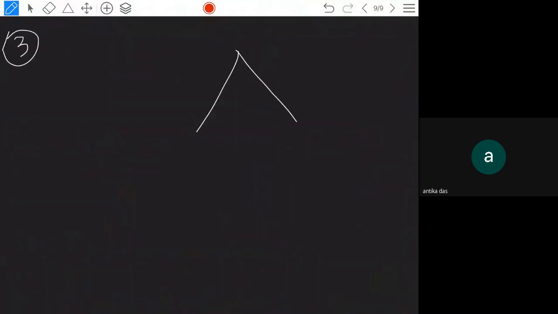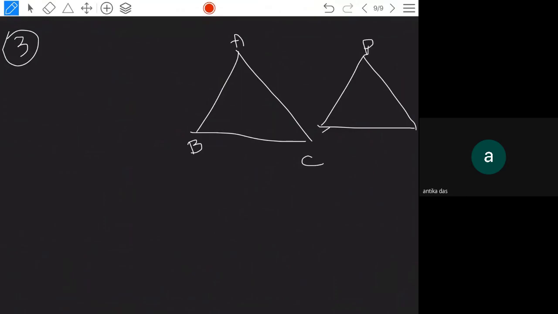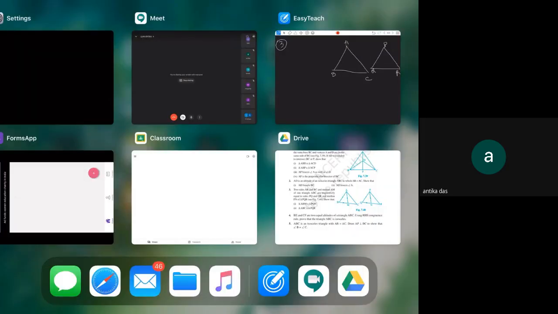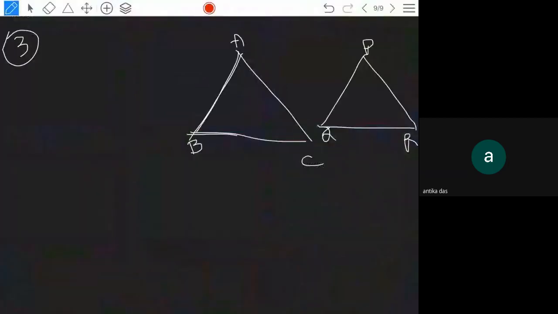Triangle ABC and triangle PQR are given. In these two triangles, what is given here? Two sides AB, BC and AM. So AB, BC and median AM.